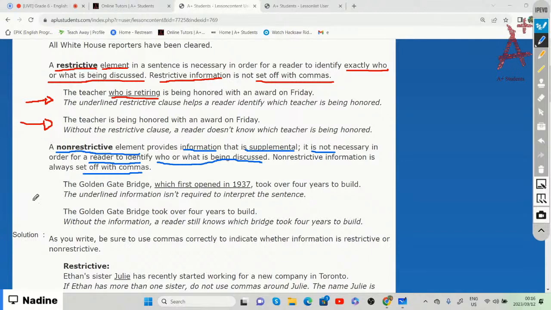And now we're going to look at two examples of non-restrictive elements and also what it tells us. So with non-restrictive elements, an example is: the Golden Gate Bridge, which first opened in 1937, took over 4 years to build. So the Golden Gate Bridge, and here we have a comma, which first opened in 1937, another comma, took over 4 years to build.